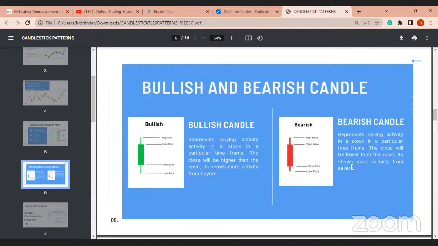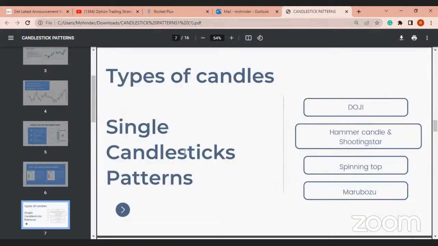If I bought a stock, and suppose that script has gone up from 400 to 410 or 420, whatever, so if the close price is better than the open price, you will have a green candle. And if I bought at 400 rupees and it has gone down, which means the sellers are more, in that case you will see a bearish candle. So that's how you differentiate bullish and bearish. In simple terms, if you have more buyers, you will have a bullish candle, and if you have more sellers in a particular time frame, you will have a bearish candle. So that is all about it.